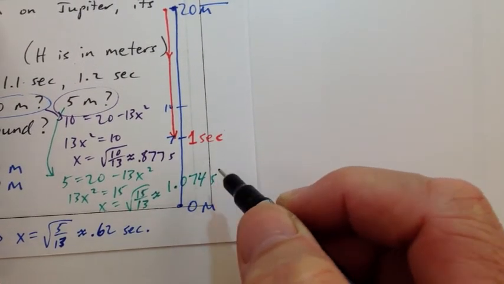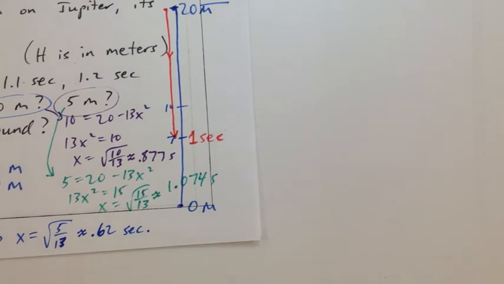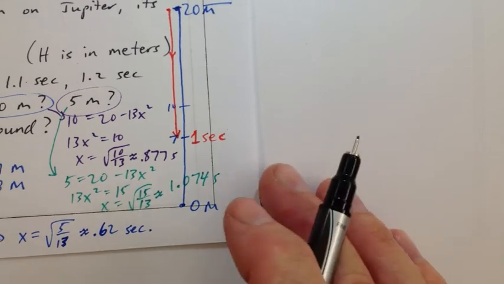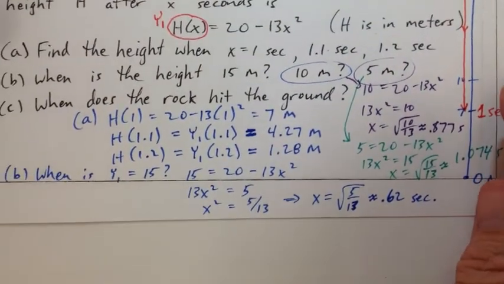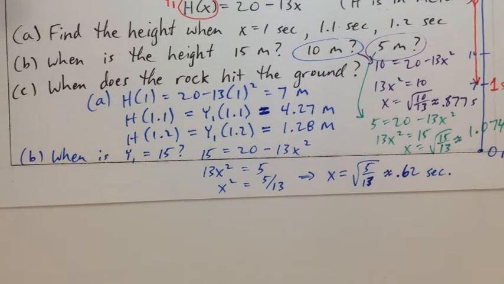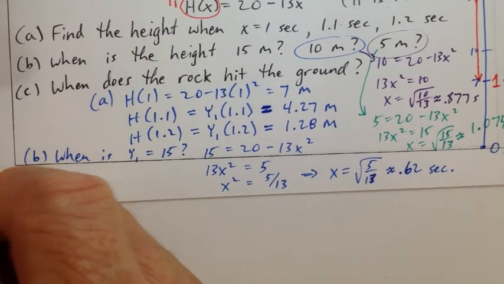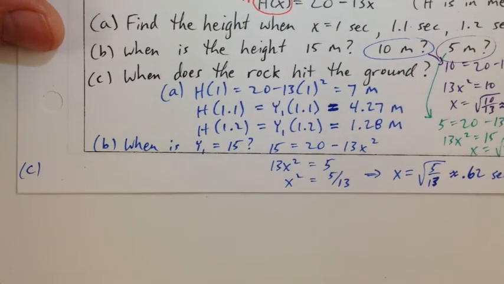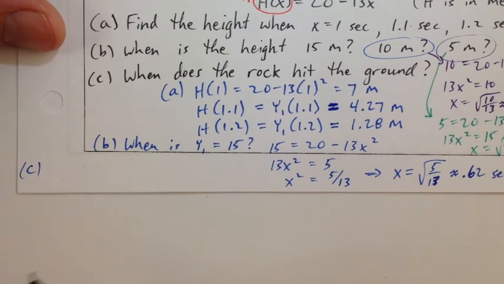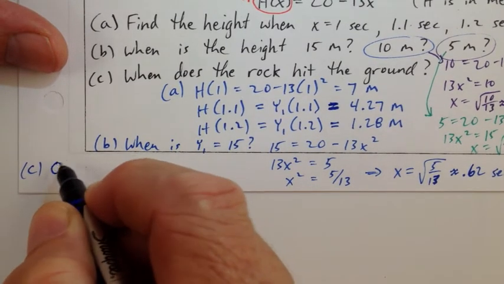1.074 seconds. And when does the rock hit the ground? Well, what does that mean? When does the rock hit the ground? What's the height? Try to answer that before I get there. Come on, you can do it. When does the rock hit the ground? What has to be true? We've got a variable. We've got a height and we've got a time. Well, what's the height when the rock hits the ground?